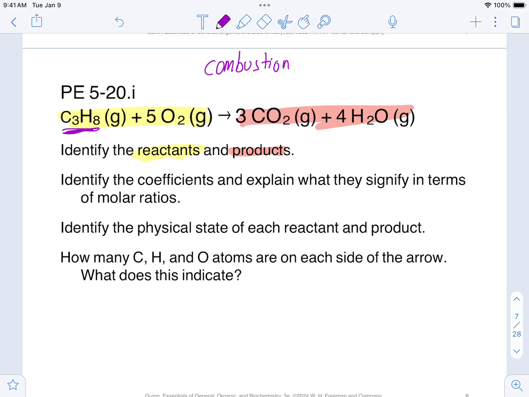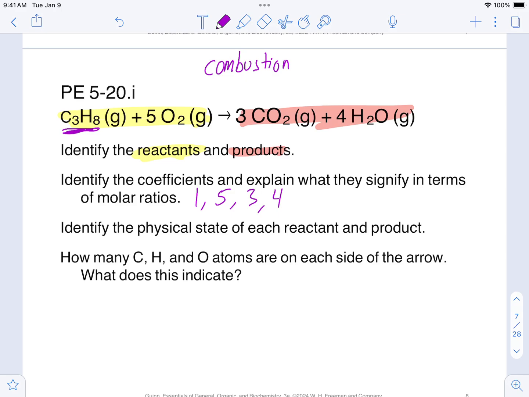The next question says identify the coefficients and explain what they signify in terms of molar ratios. So the coefficients we have here in front of propane, there is a 1. In front of oxygen is a 5. In front of carbon dioxide is a 3. And in front of water is a 4. And what does that mean? That means we have 1 molecule of propane. And when that reacts with 5 molecules of oxygen, or moles of oxygen, it produces 3 moles of carbon dioxide and 4 moles of water. Anytime propane and oxygen is in a 1:5 ratio, we will always get 3 and 4 for carbon dioxide and water.